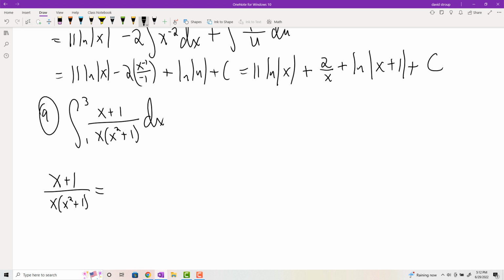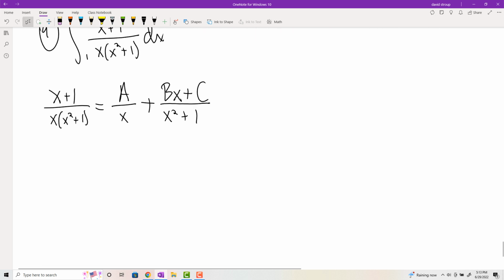So x is linear, so I need one fraction there. The x squared plus 1 is quadratic. I need one fraction for that. Neither are repeated, so they only need one fraction each. And the numerator of x, because it's linear, you can just put an a. And the numerator of x squared plus 1, because it's quadratic, you have to put a linear factor, bx plus c. Okay. So again, you go through and solve for a, b, and c. I'm going to multiply both sides by x times x squared plus 1.